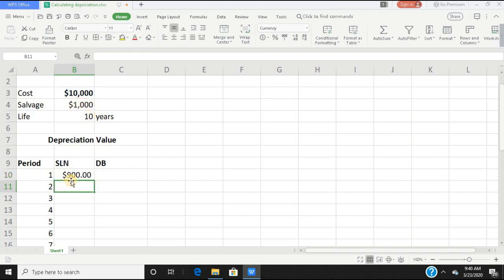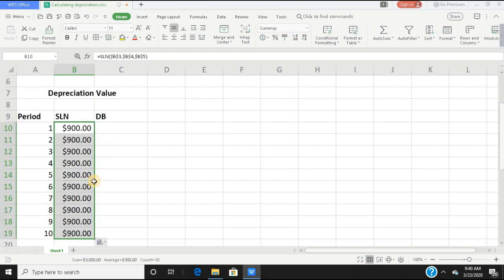So the loss of value in period 1 is $900. The uniqueness of SLN, the straight line method, is that the loss in every year is the same. Okay, so you will have a uniform depreciation over a period of time. So in 10 years, the machine loses value at the rate of $900 in each period. So in total, we lose $9,000 and the residual value remains $1,000.